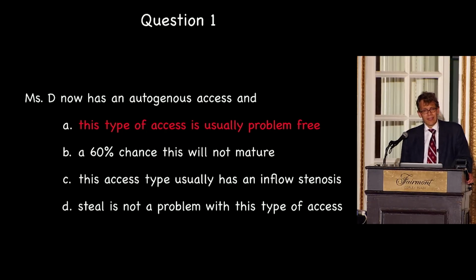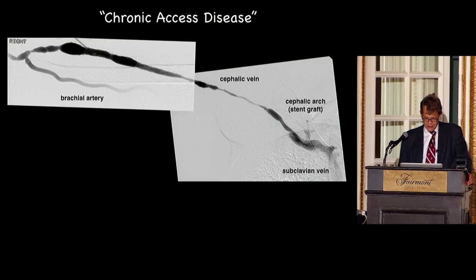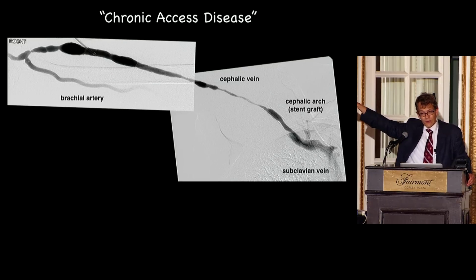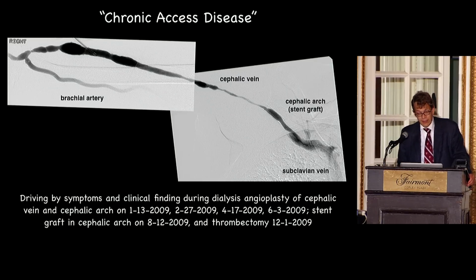Let's look at this first one. This access is usually problem-free. We could do a show of hands if you think it is. The reality in this access is that over time, we're going from this initial angiogram to this angiogram where you can see a dilated segment where the needles are placed in the body of the access. And then you have this strung out thin vein towards the shoulder with a cephalic arch where the trained eye may discover that there's a stent graft there. So this access has been characterized by recurrent stenosis of the cephalic arch, very typical for this type of access.